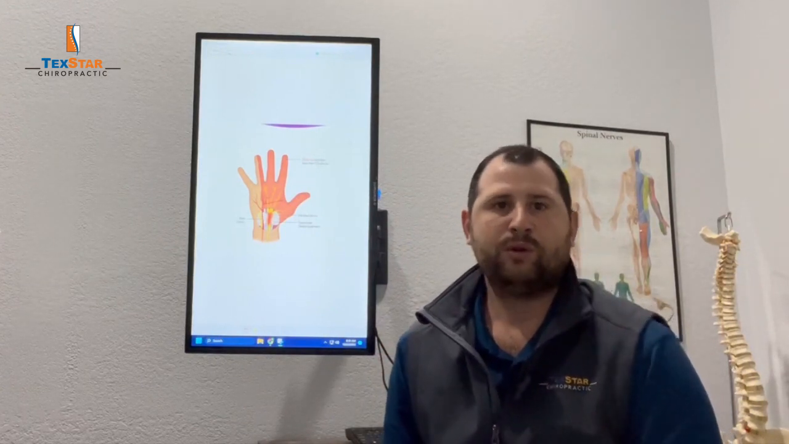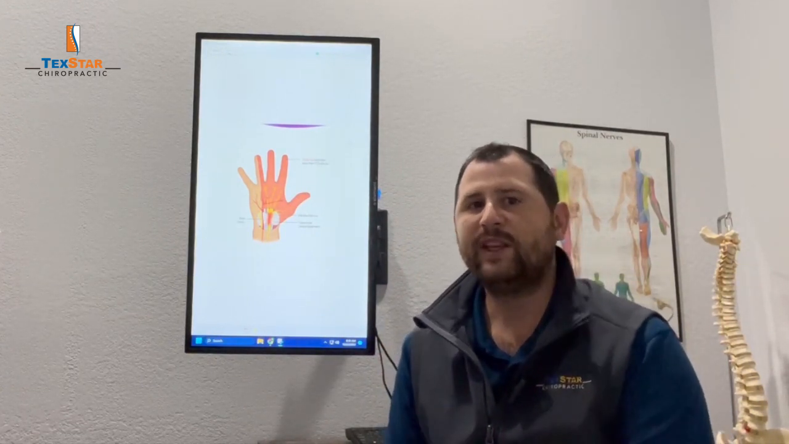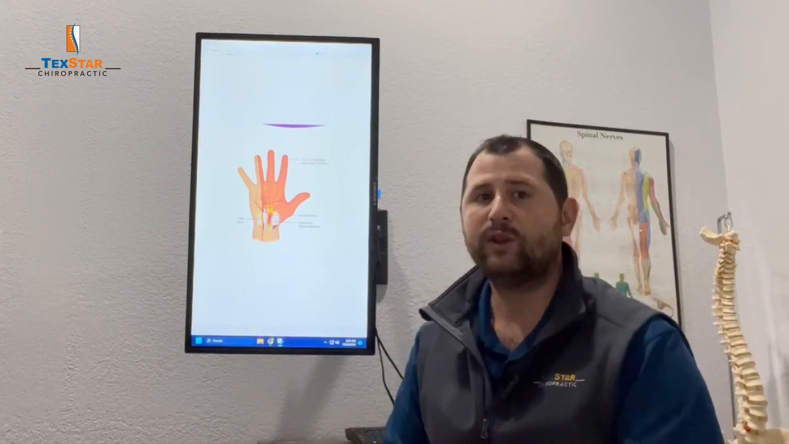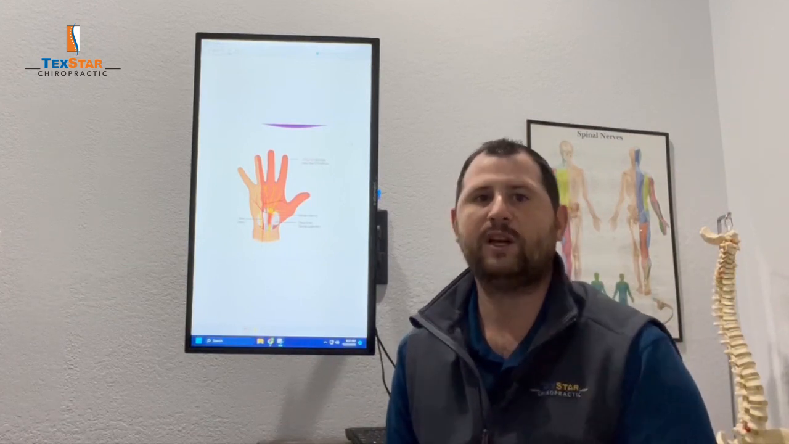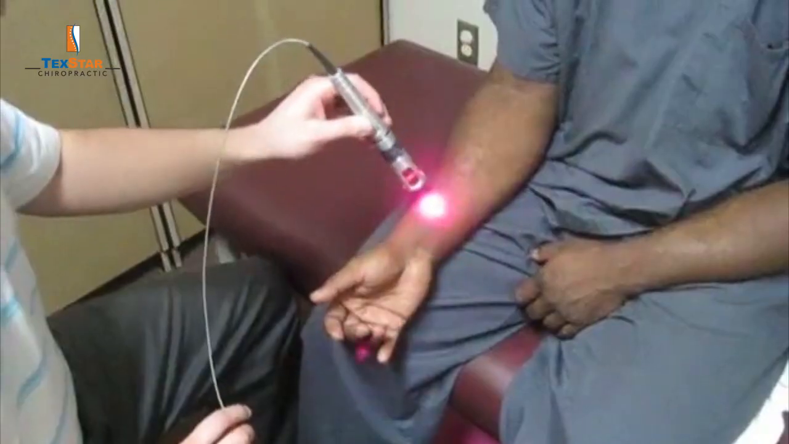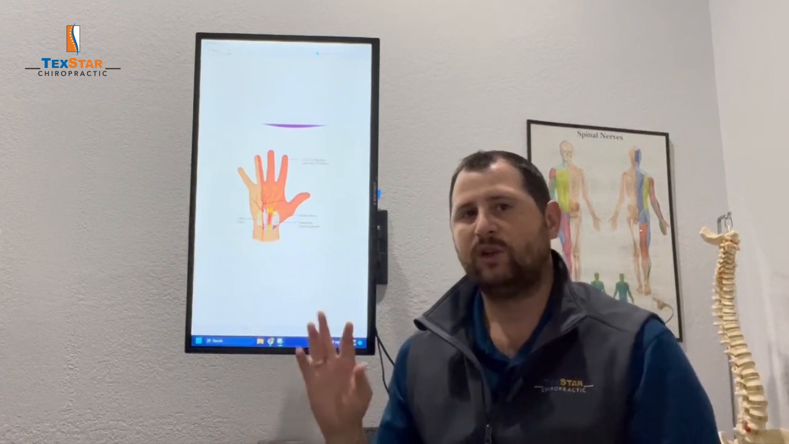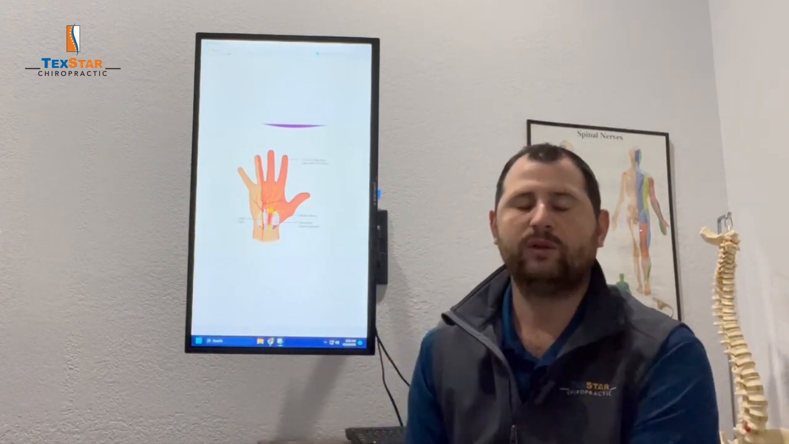But from a conservative approach, which is our main mode, we alleviate that pressure by doing some mobilization or manipulation of the wrist, and then calm some of those symptoms down with the cold laser therapy that we have here in the office. That's going to really bring down a lot of the inflammation and swelling, and a lot of times the patients will start to feel a lot better relatively quickly.